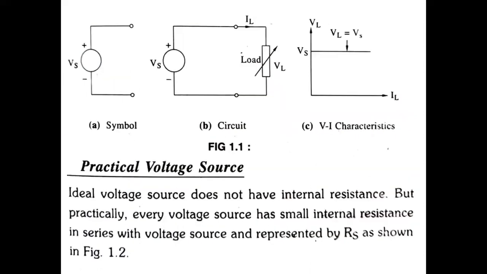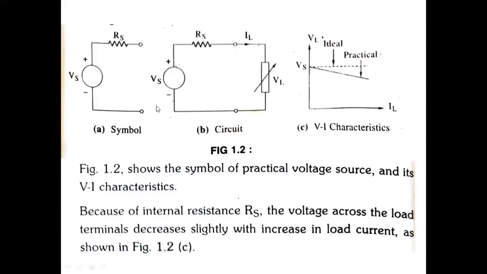Practical voltage source. An ideal voltage source does not have internal resistance, but a practical energy source, that is a voltage source, has a small internal resistance in series with the voltage source, represented by RS as shown in the figure. So this is the practical voltage source. Now here VL is not equal to VS.